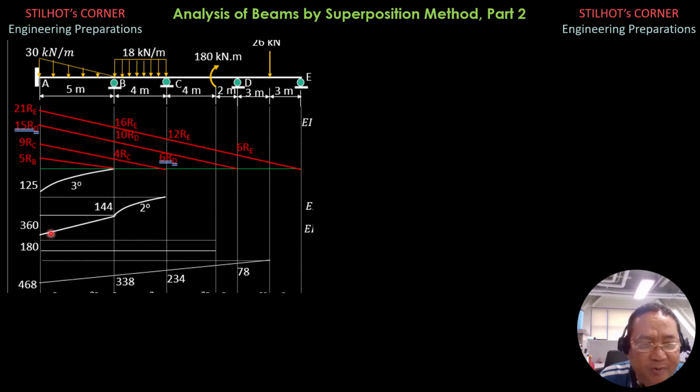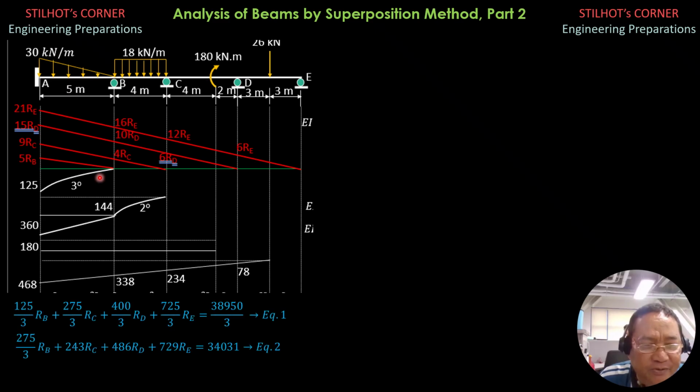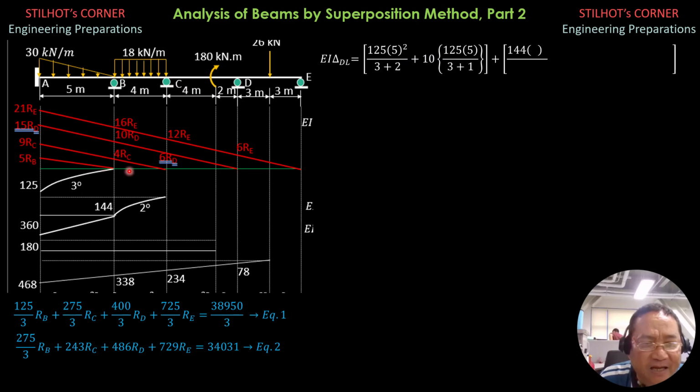So we consider moment diagram by parts to D. Beginning with this, deflection and additional deflection due to the slope. So EI delta D due to the load, take note these were the first two equations. EI delta D due to the load is 125, 5 square over 3 plus 2, plus slope 10 times theta, because that's 10. So 10 times 125 times 5 over third degree plus 1. So that's for this moment diagram.